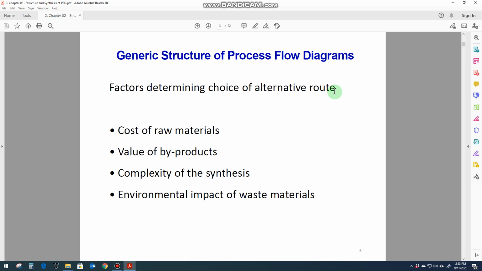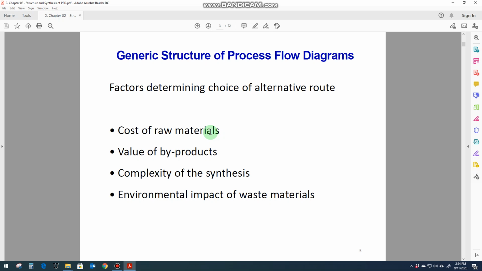Now, what are the factors determining the choice of alternative routes? We are making one product, so what could be the different alternative routes that we can have to generate the same product? These alternative routes depend on four factors. First one, the cost of raw material. It is very important to have different raw materials to get the same product. So we have to see which raw materials we are going to use to make a product.